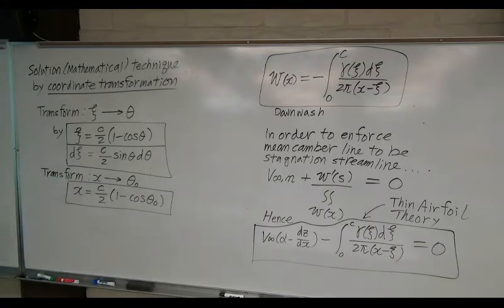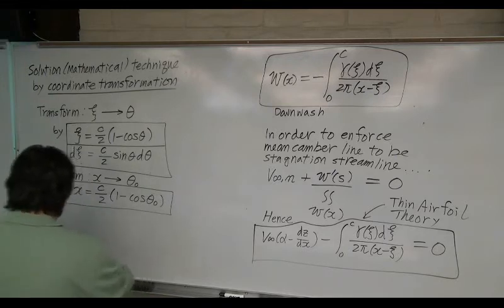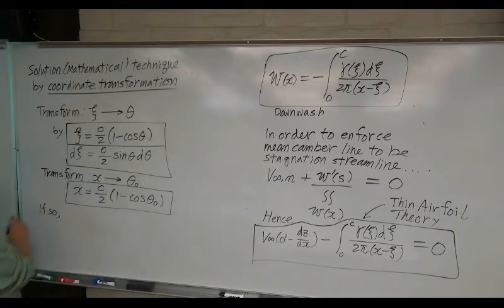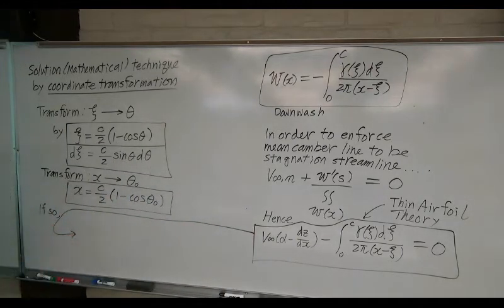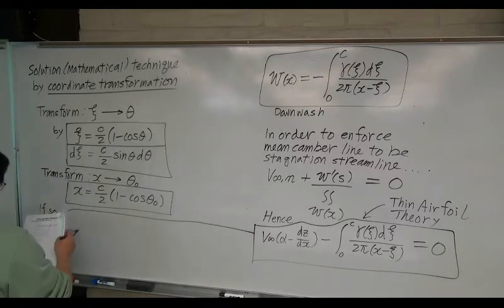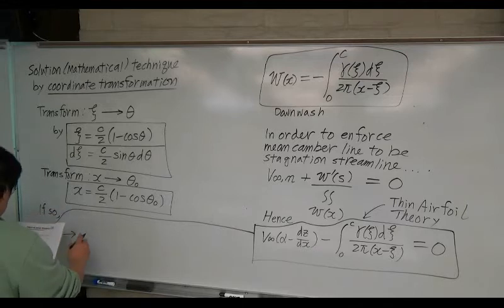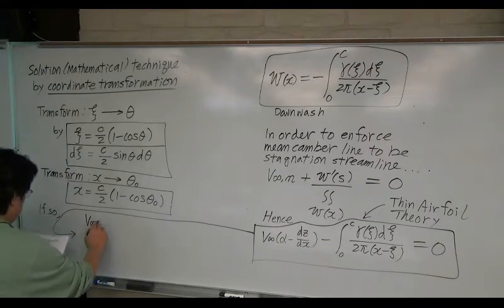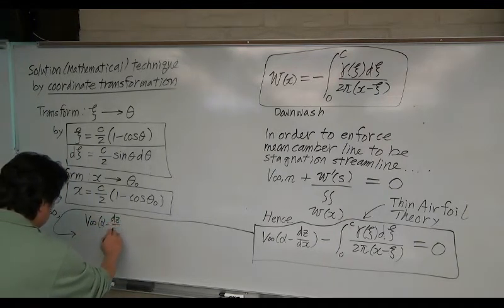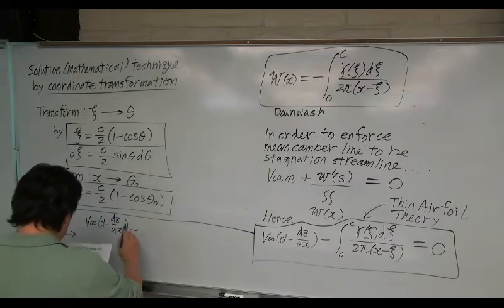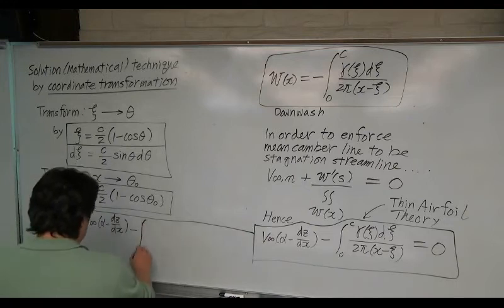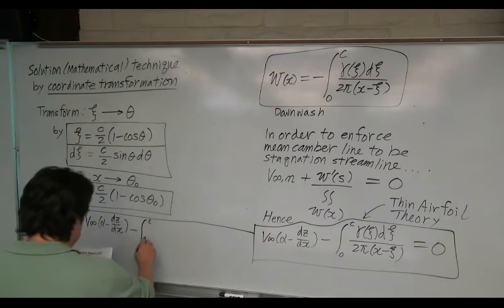So we are going to coordinate transform. Okay, this equation is going to be coordinate transformed by using those transformation equations. Now the equation becomes this: B infinity alpha minus dz/dx is equal to minus the integral from leading edge to trailing edge.